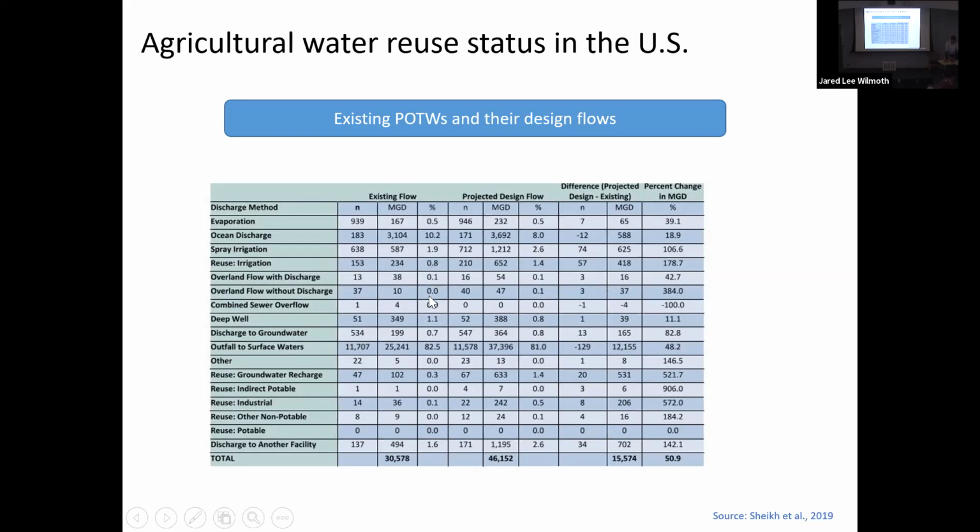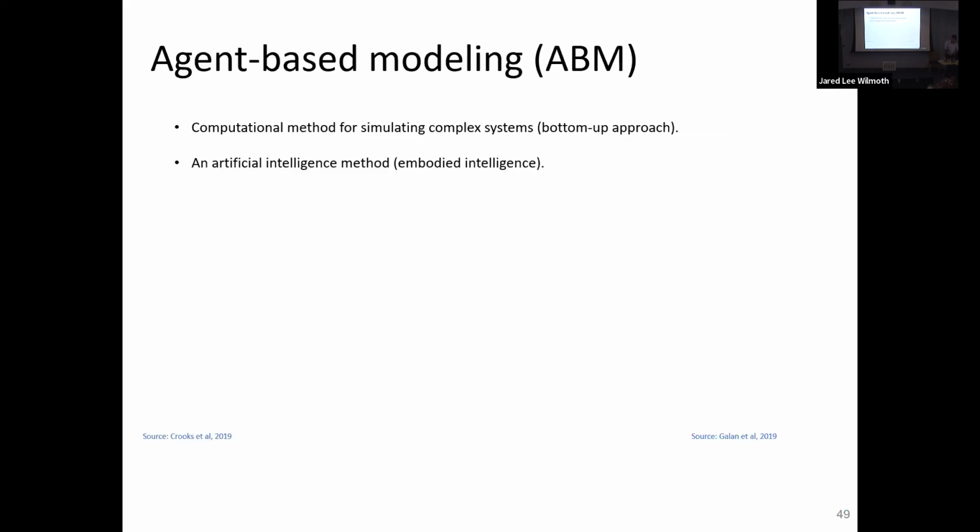Most of the treated wastewater in the US is outfall to a surface water source, 82%, and then direct discharge to the ocean, 10%. So there is a huge potential for agricultural water reuse in the US. But there are some challenges in terms of farmers' acceptability for implementing water reuse. So we wanted to incorporate that into our decision framework. We wanted to see how receptive farmers are to implementing water reuse in agriculture.